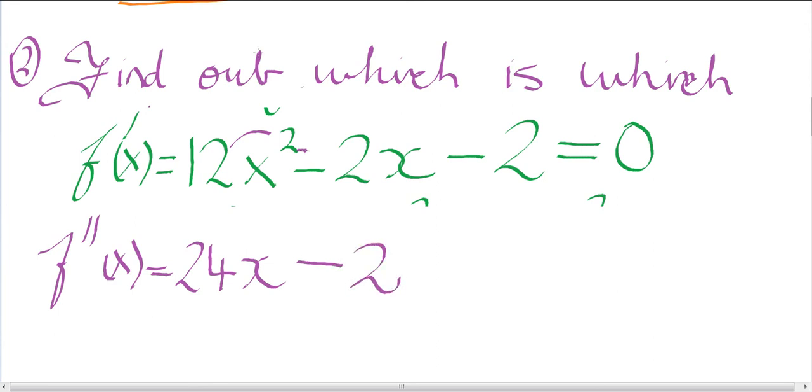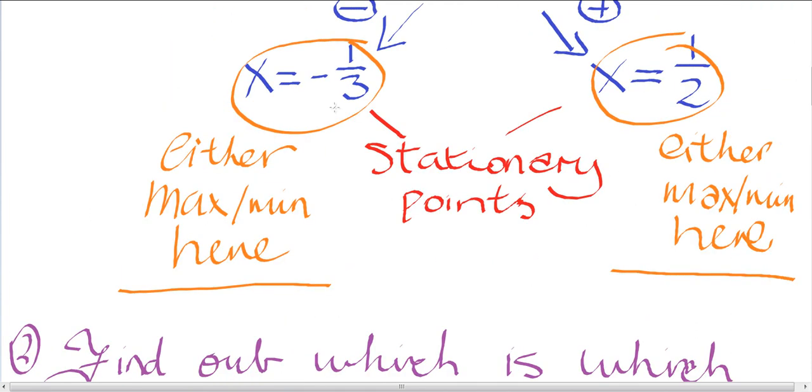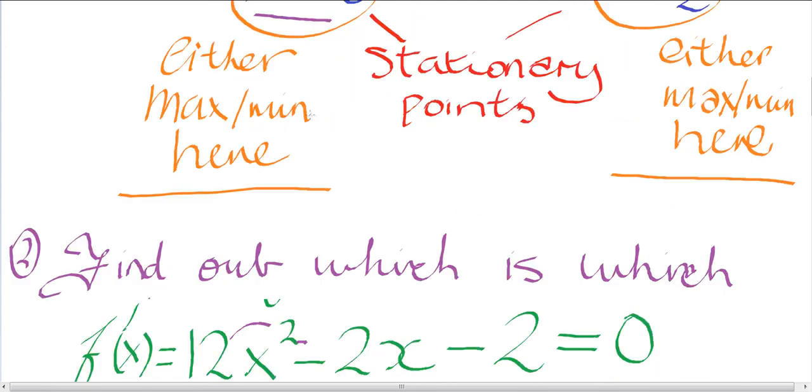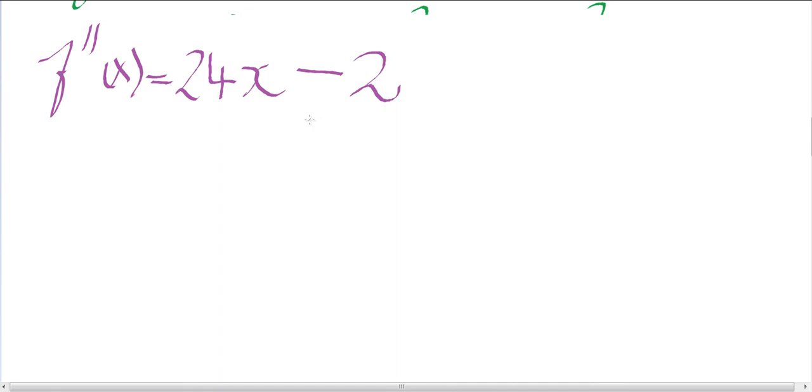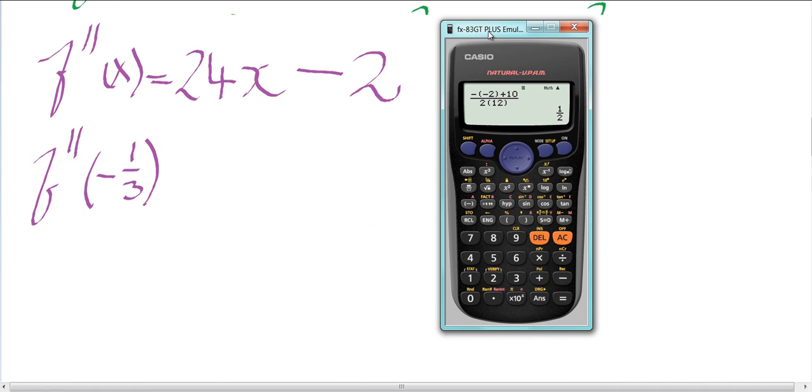Okay. So my next step, I go through each of the stationary points one by one and sub it into f dash dash. So the first stationary point was minus a third. So I'm going to sub that in to my f dash dash. So f dash dash of minus a third. I don't need to see all the workings. Let's just again get the most out of this calculator, with less writing and more calculator work. The calculator can save time.